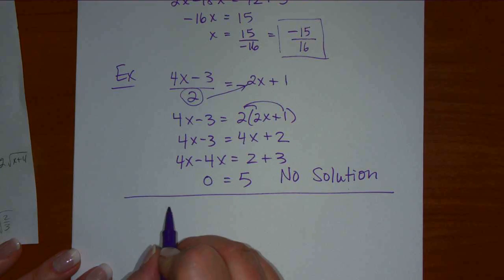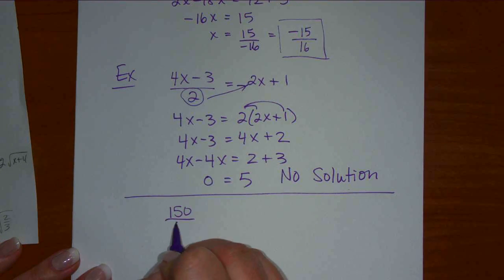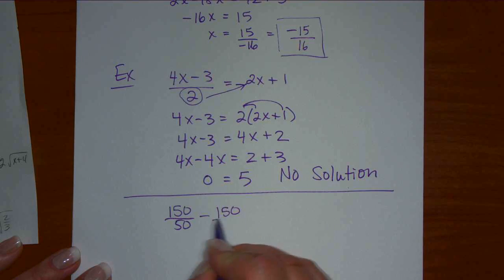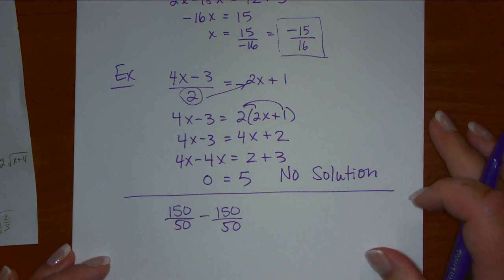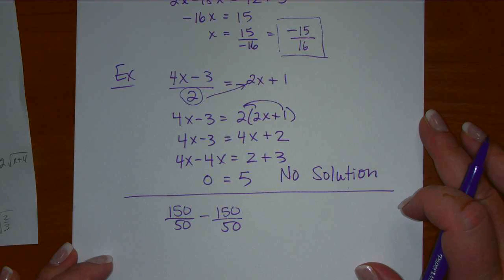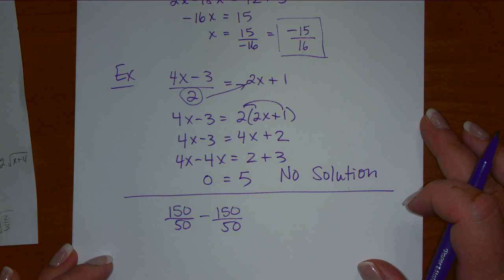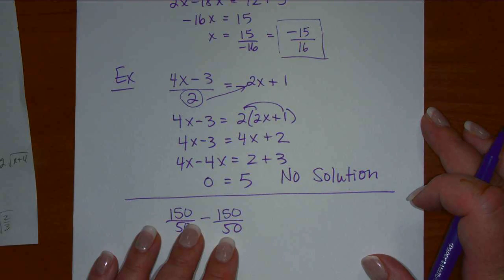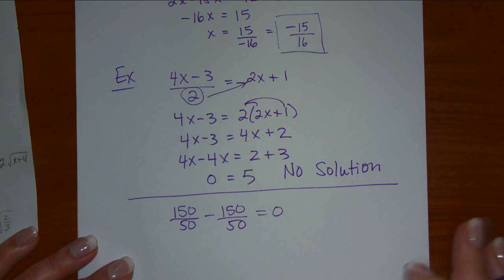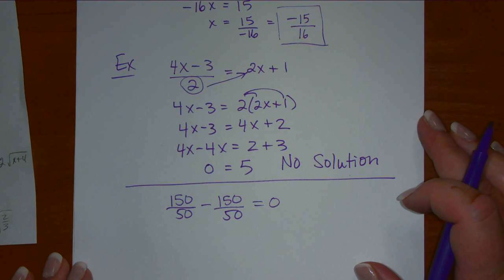If you have 150 over 50, what's that equal? 3, yeah. 50 goes into 100. And if you had this, no need to even write the 3, because 150 over 50 minus the same number, 150 over 50, is 0. When you subtract two numbers and they're the same, does that make sense? That it's 0? 0.